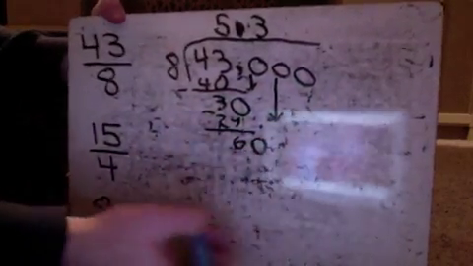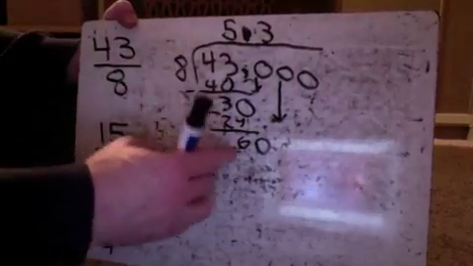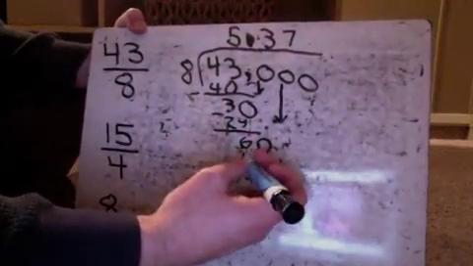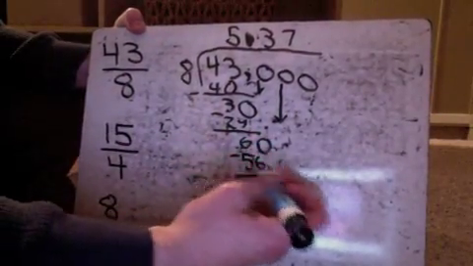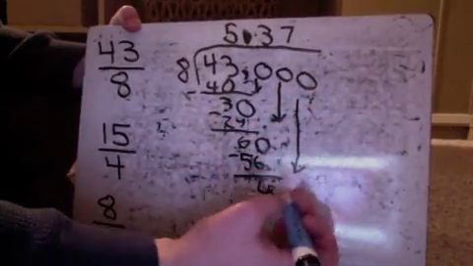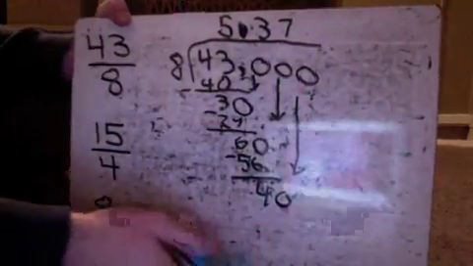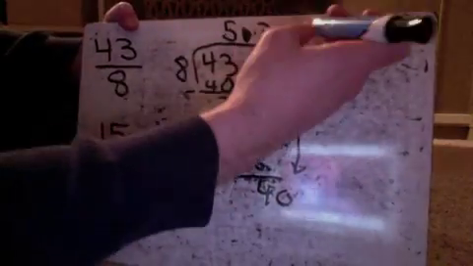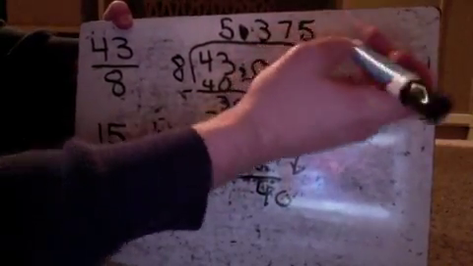Bring down my next 0. Not quite done yet here. Okay, 8 goes into 60 7 times. That's going to be 56. Subtract, and we're going to get 4, and let's bring down another 0. Now if we needed more zeros, we could just keep adding them on, but I don't think we will, because this should terminate right here. 8 goes into 40 5 times, and that would terminate, because that's 40.